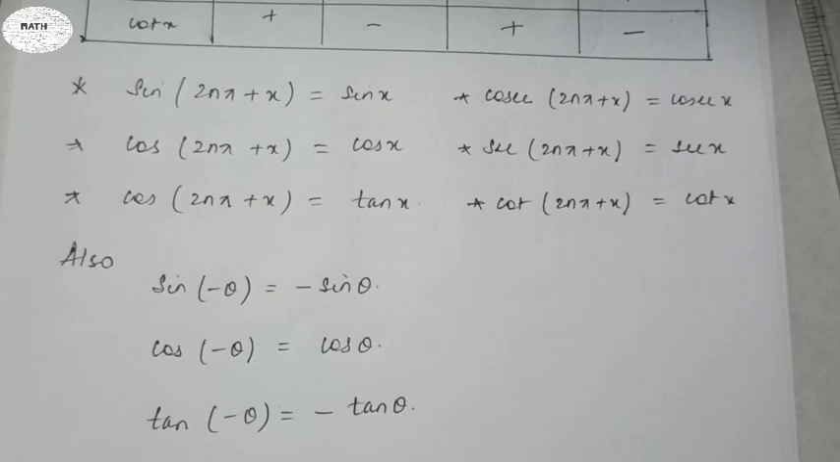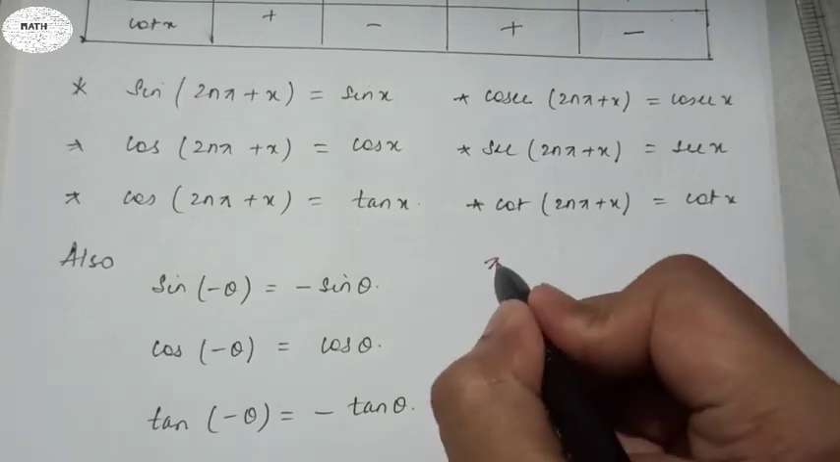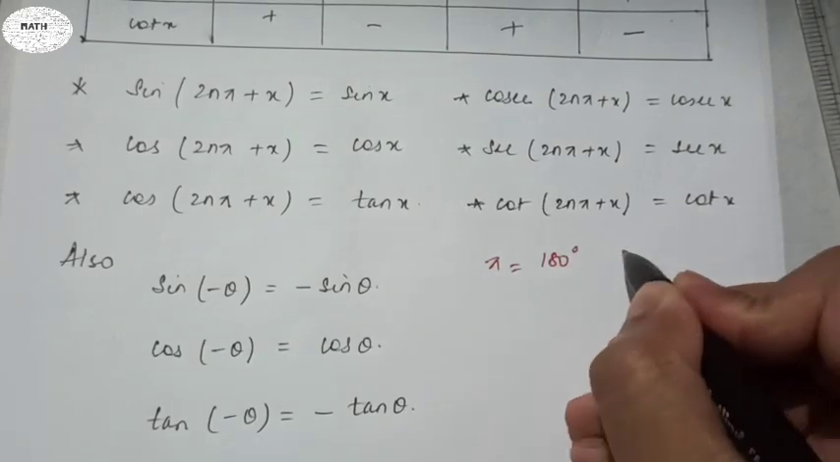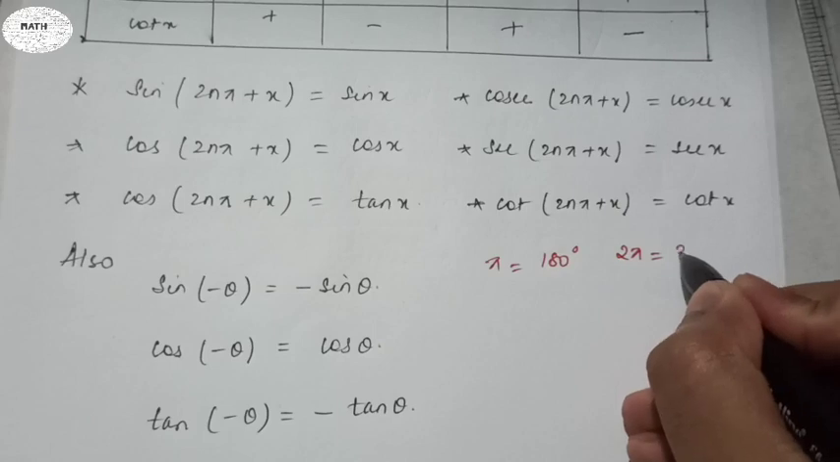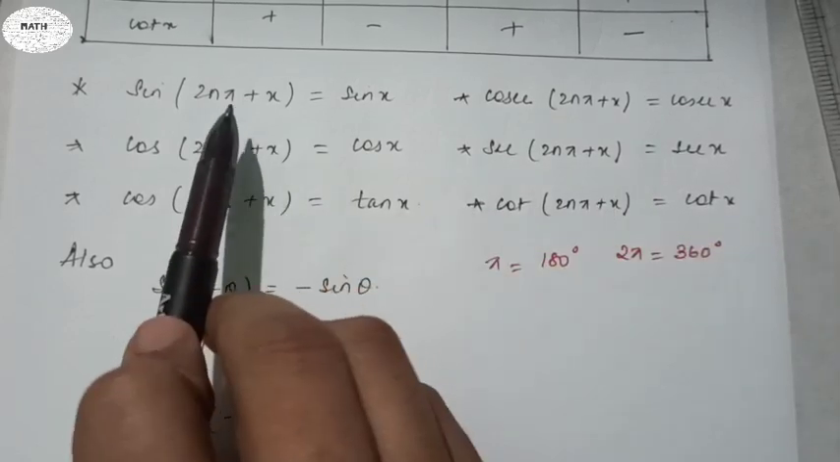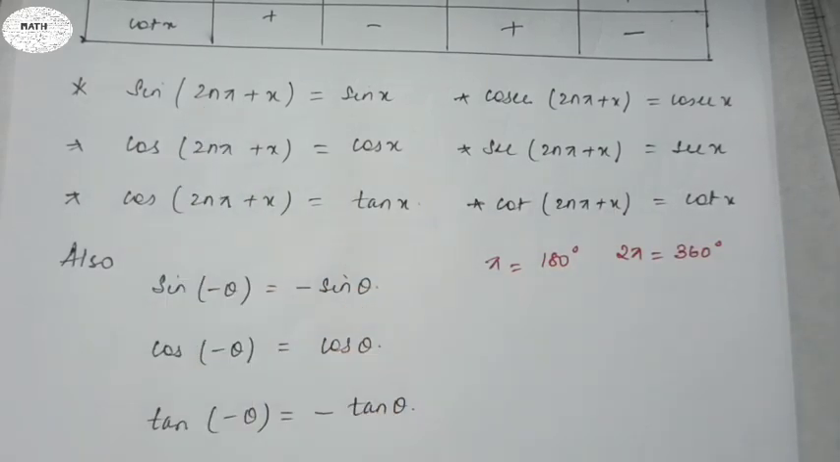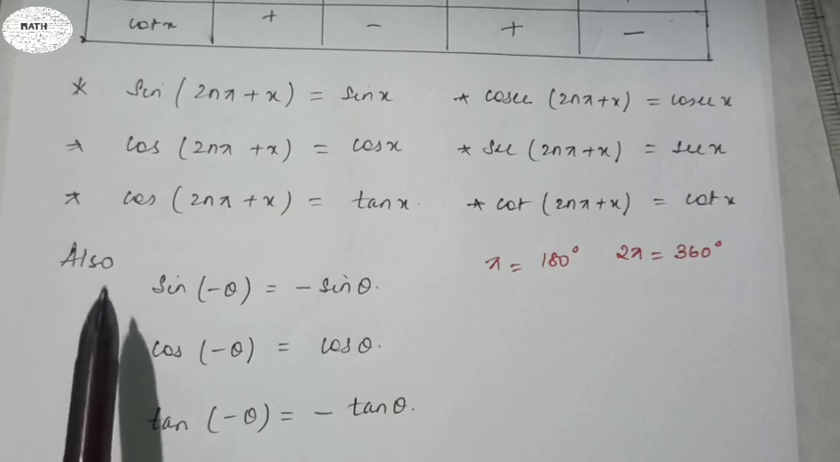It's given that sine of 2n pi plus x is equal to sine x. Remember, pi means nothing more than 180 degrees. So your 2 pi will be how much? Your 360 degrees. And your n signifies that you can go with numbers like 1, 2, 3, 4. You can go with anything. Okay. Then comes another formula.